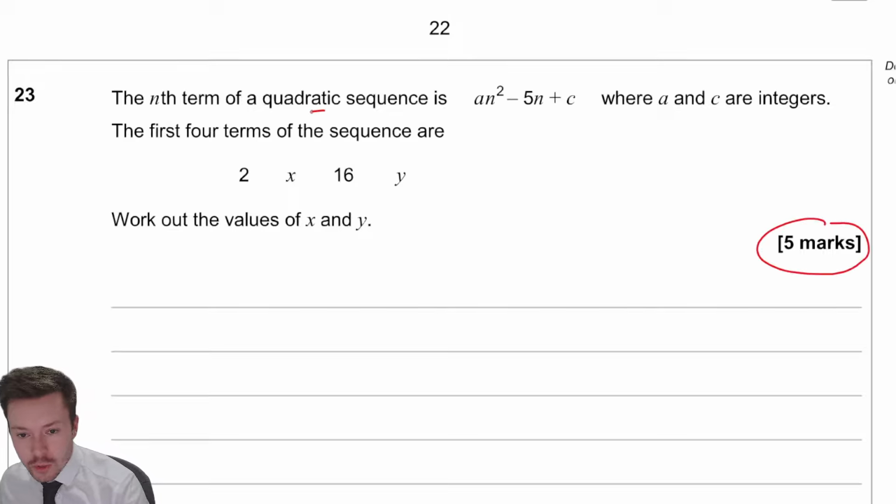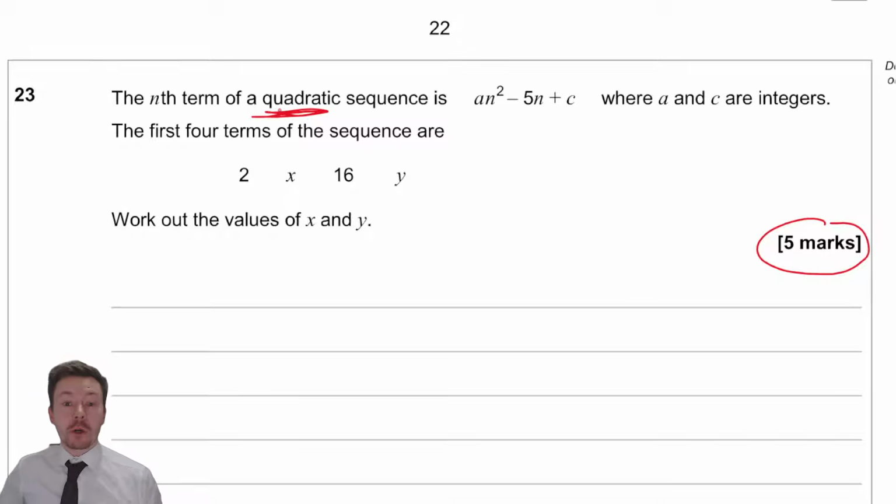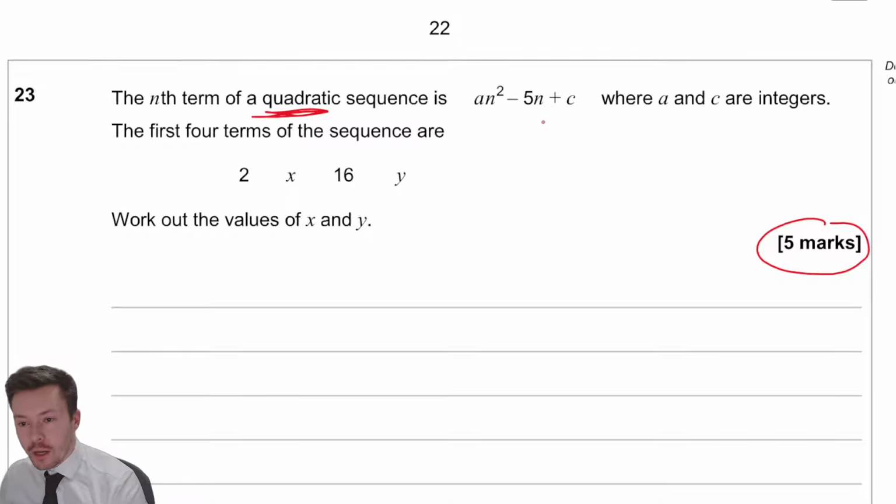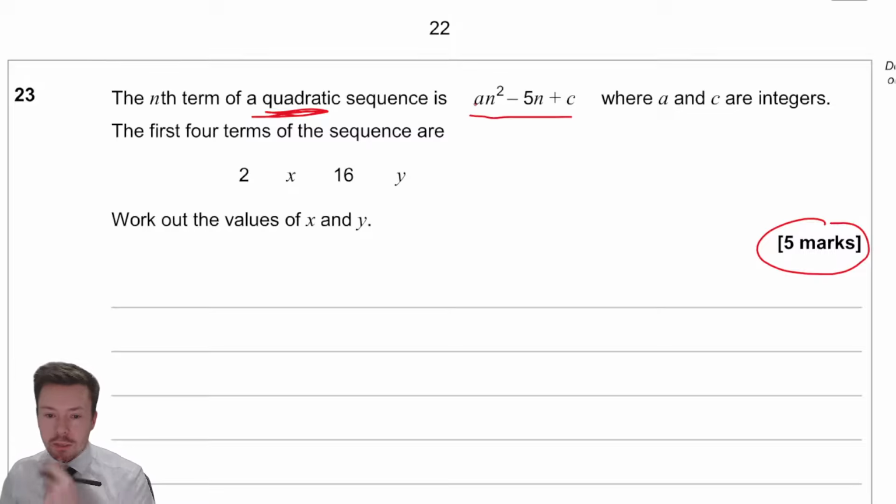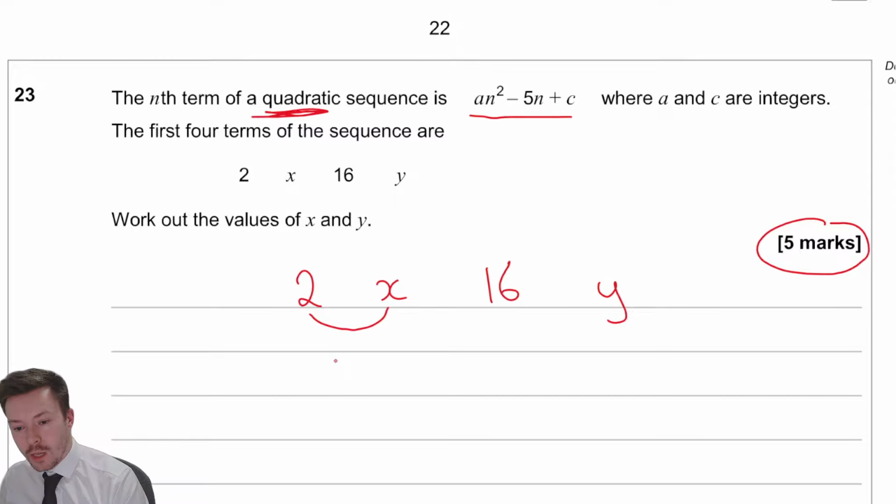What I would say is quadratic sequences, you look at the second differences, and we want to end up with this. Okay, so I'm going to write this out again. 2x, 16y. We know that this difference here would be x minus 2.